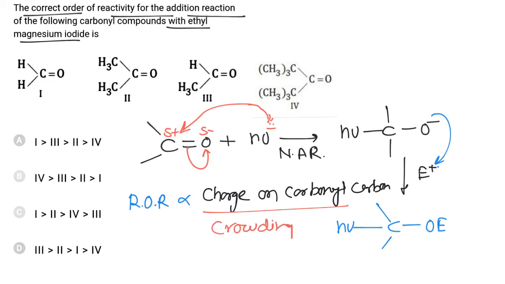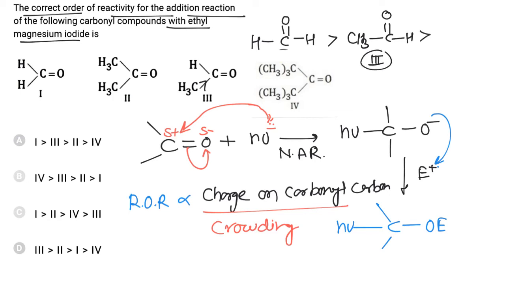With increasing crowding, rate of reaction decreases. Now all the aldehydes are more reactive in comparison to all ketones, so formaldehyde will be most reactive. Now this CH3 is having a plus I effect, and this plus I effect decreases the positive charge on the carbonyl carbon, and hence reactivity decreases. So first is most reactive, then third.